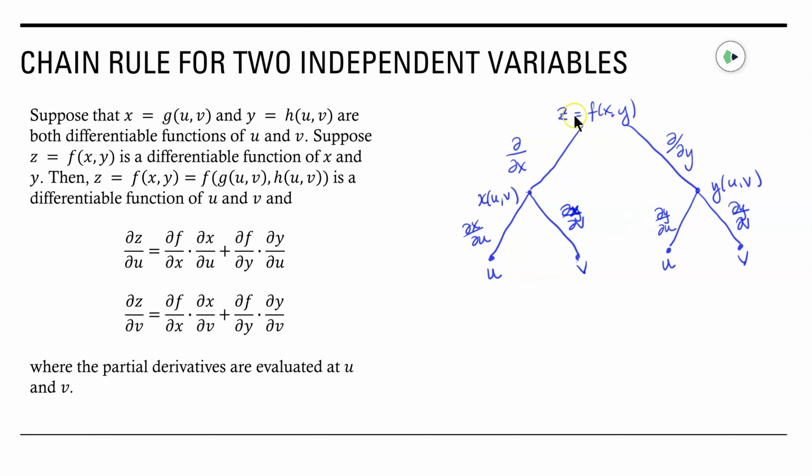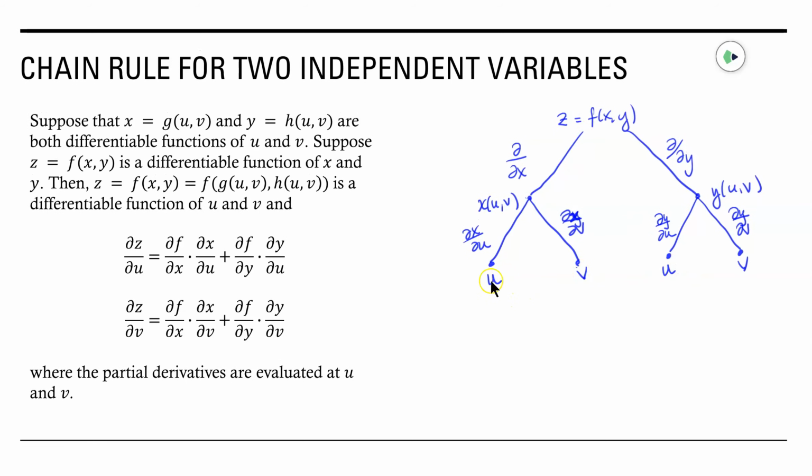So notice though, I have two possible endpoints down here. I can have a rate of change with respect to u, and there'd be two paths to consider, and I can have a rate of change with respect to v, and there are two paths to consider. So I'm just going to do one of the two paths.